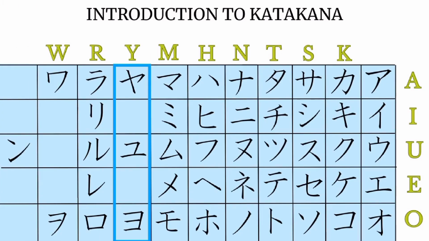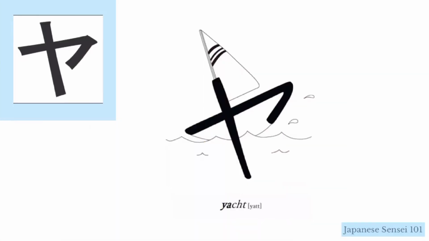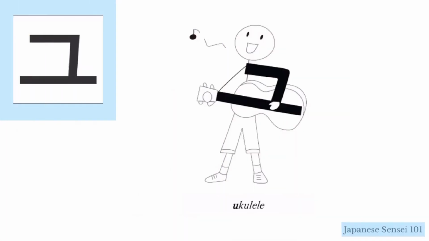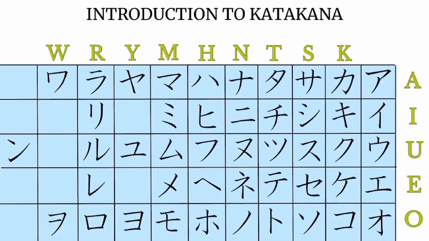Let's move on to the next consonant, Y. Ya. To memorize this, imagine a small yacht gliding across the water. Yu. To memorize katakana yu, imagine a boy holding a ukulele to play it. Yo. This looks like a girl forming three lines with her arms and legs in yoga. You have done an amazing job. Now let's move forward to the next consonant, R.